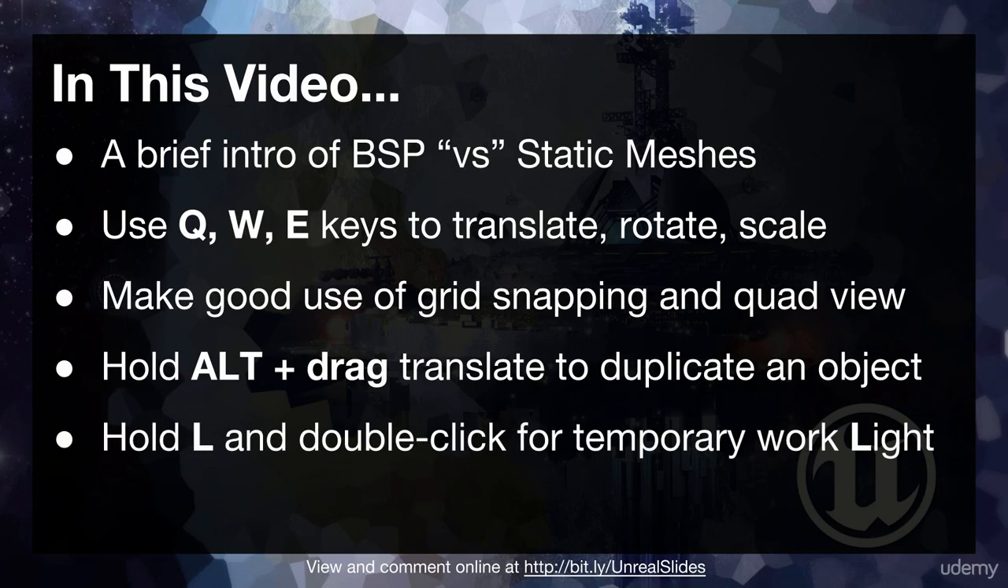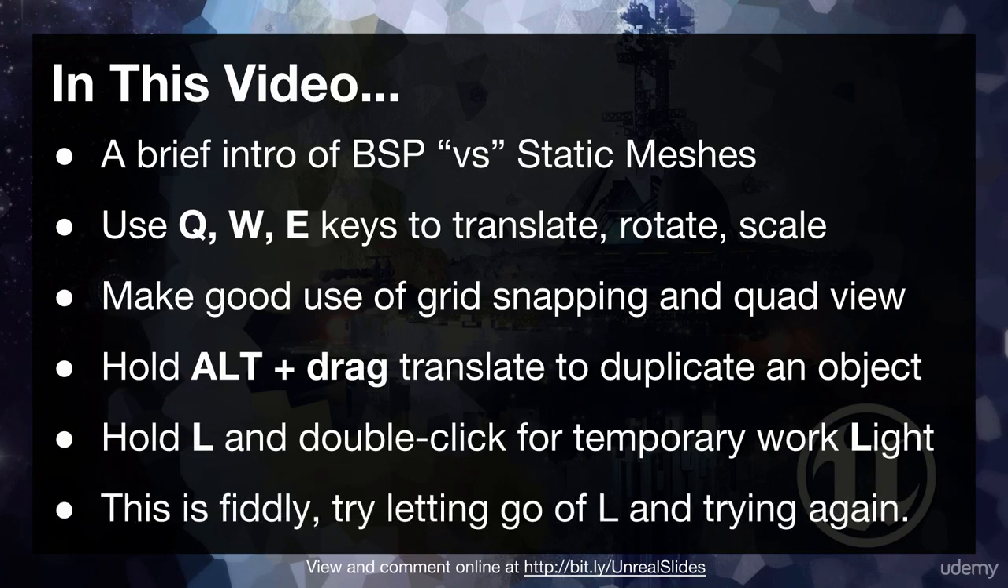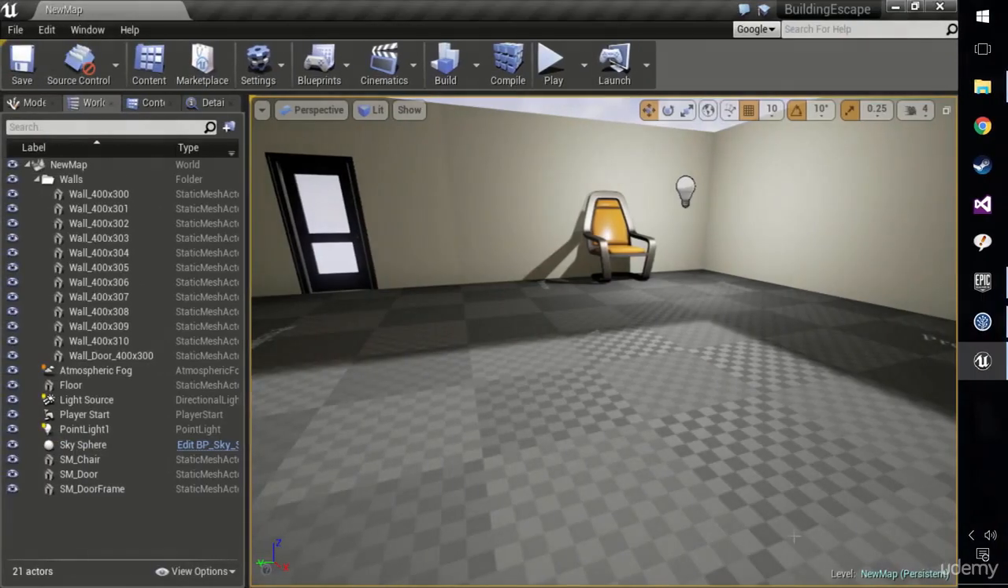We're going to hold down L and double click to make a temporary work light at the end. This is fiddly, so if it causes you issues, try letting go of L and trying again. I'm leaving it in the fiddly bit because it is fiddly and you're probably going to come across that issue, so it's just honest.